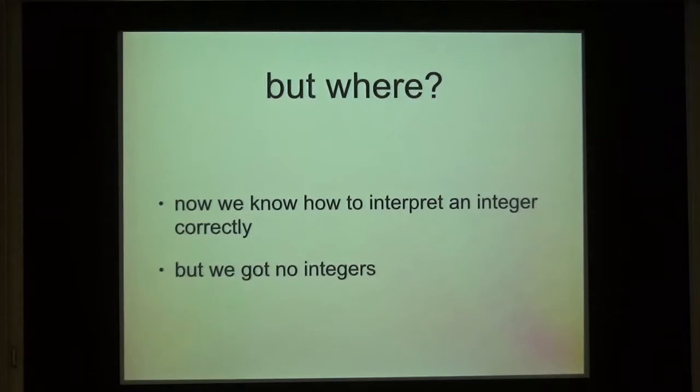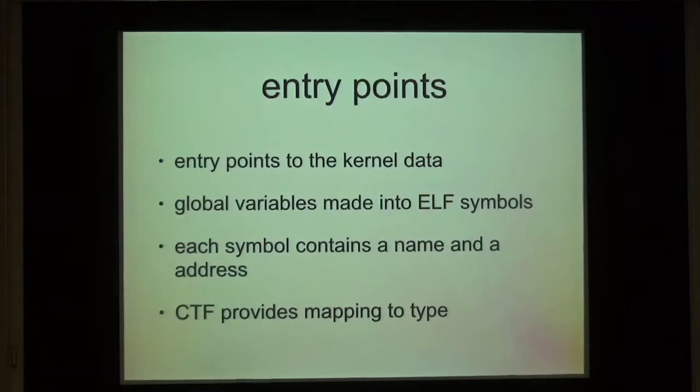So we really need to start looking into the kernel with certain entry points. These entry points are ELF symbols, or before they were sort of like global variables in a kernel. Each symbol contains the address where it's stored, and CTF provides us with a mapping between a type that it describes and a certain symbol. Therefore, we know that at this specific address there is this type, so we can actually look at it and interpret the data correctly. So this is an important part.